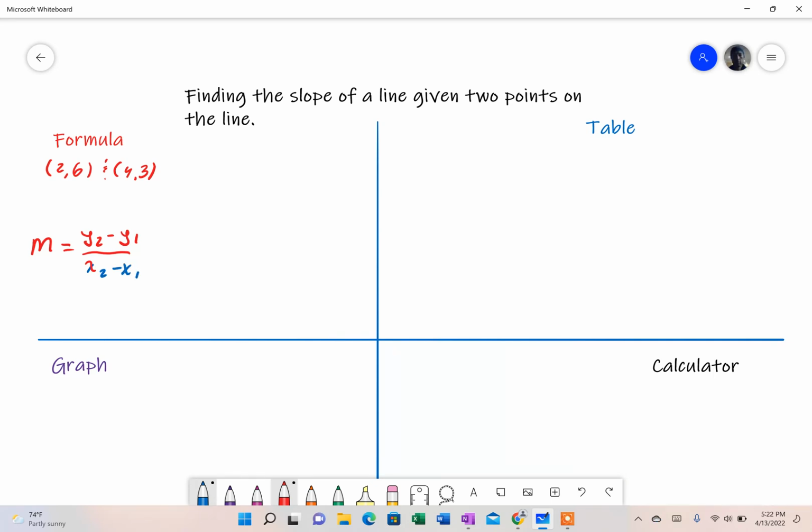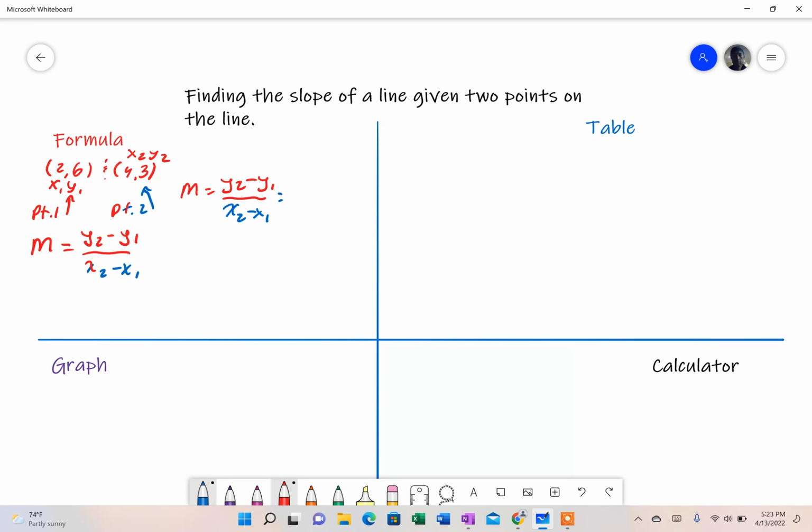In order to do this, what you have to realize is that you have 2 points. This is my point 1. This is my point 2. And this is going to be my first x, and this will be my second x. So I'll call that x1 and y1. I'm going to call this my x2, and this is my y2. So m equals y2 minus y1 over x2 minus x1.